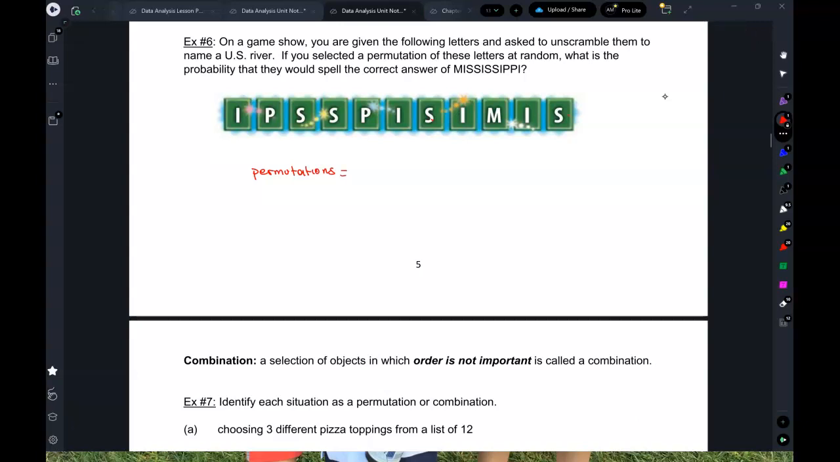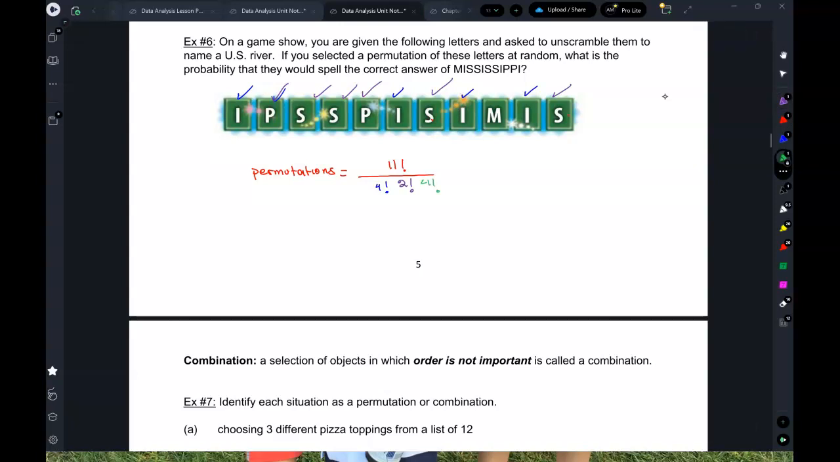So it's 11 factorial. But look, the I's repeat 4 times. The P, how many times does the P repeat? Just 2 times. And then what else repeats? The S's. There's 4 S's.